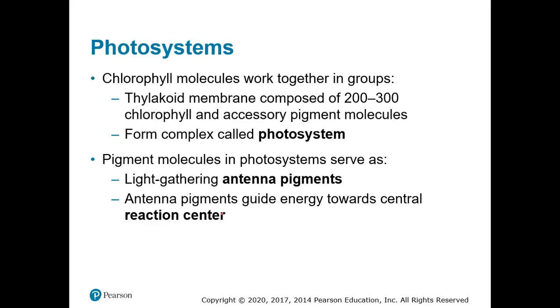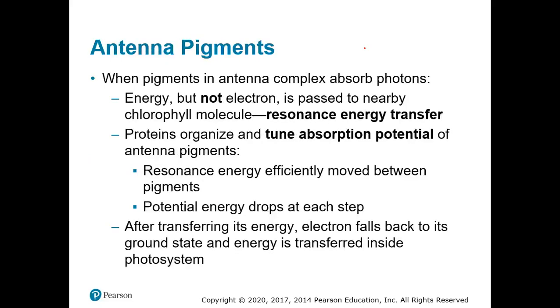The pigments in our photosystem are going to serve 2 functions. They're going to gather light, that's what we call antenna pigments. So they're going to gather up those photons. And that energy that they harvest from light, they are going to guide toward the center of this photosystem, which is called the reaction center. So what do antenna pigments do?